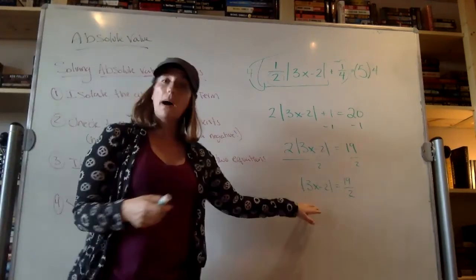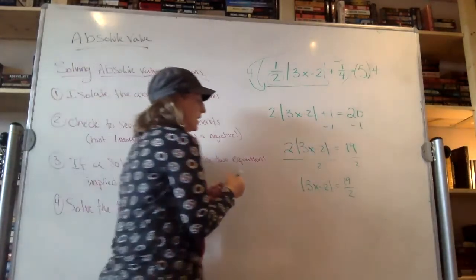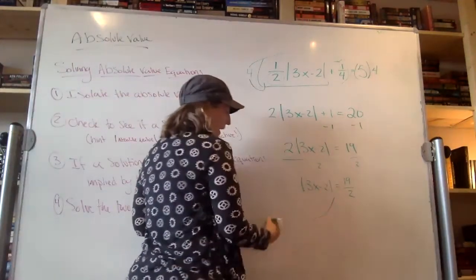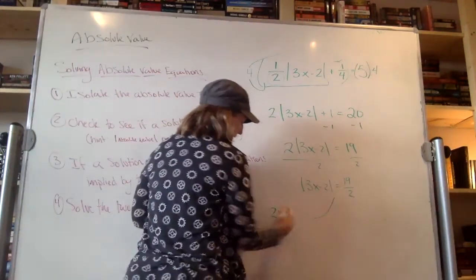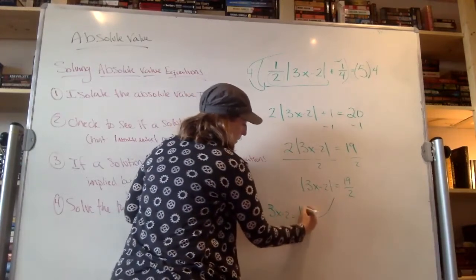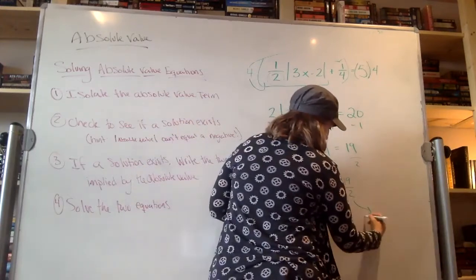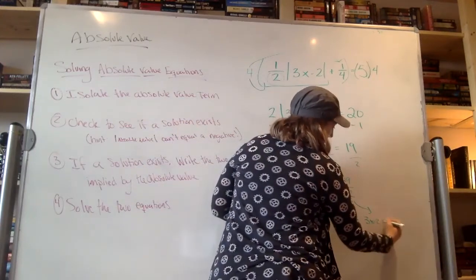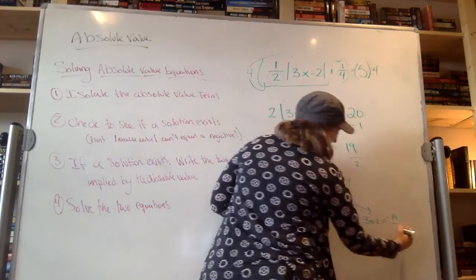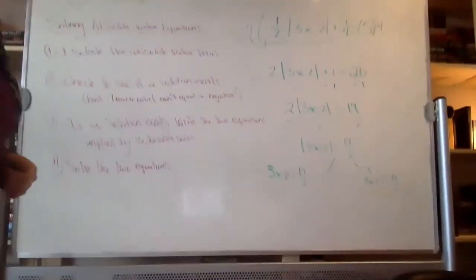From here, I'm going to make sure that this equation makes sense. Absolute value is always positive, so I have a positive equals a positive. This should have solutions. So I'm going to write the 2 equations we need to solve. Either what's inside the absolute value, 3x minus 2, could be equal to positive 19 halves, or what's inside the absolute value, 3x minus 2, could be equal to negative 19 halves. Now I'm going to solve each of these equations and call it good.